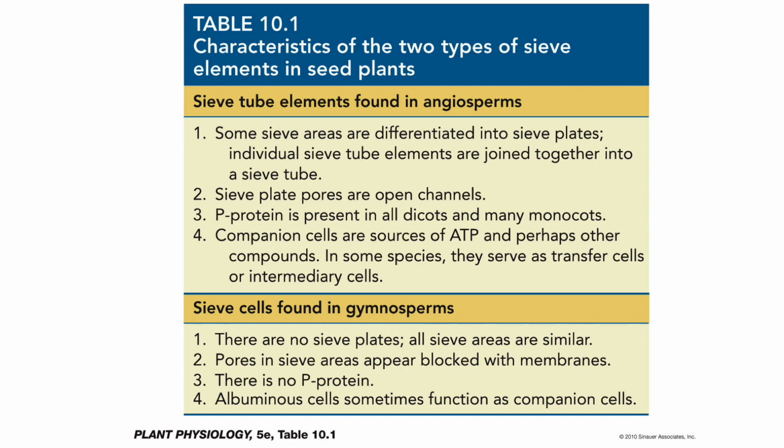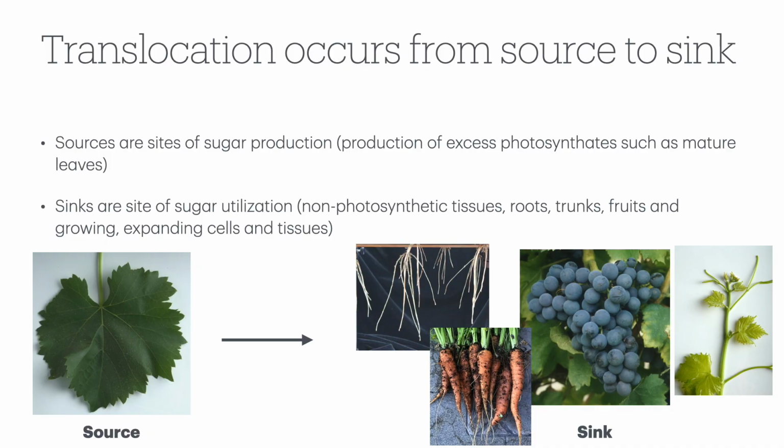So a very fundamental part of this lecture is that translocation in plants, and in particular the angiosperms, occurs by a mechanism known as source to sink. And what do we mean by that? The sources are sites of sugar production that produce excess photosynthate than what they need, such as mature leaves.